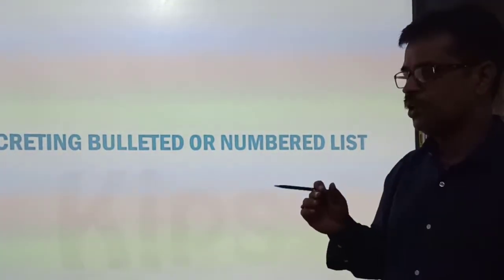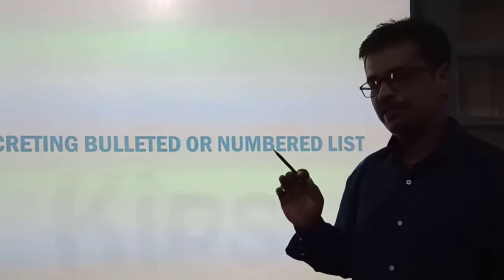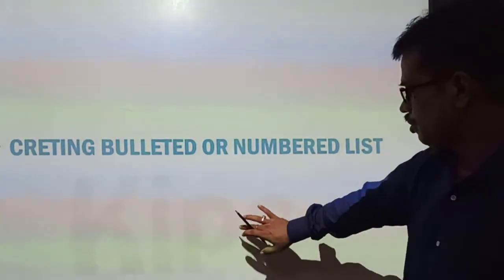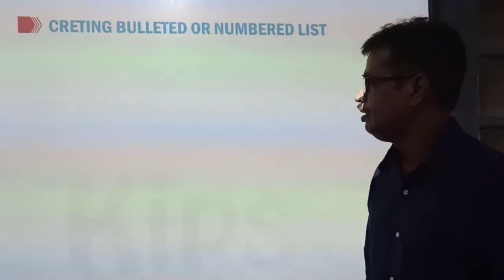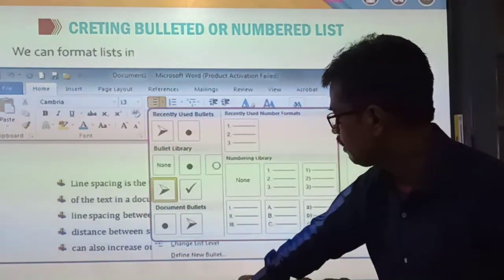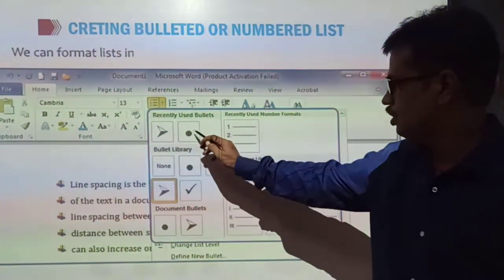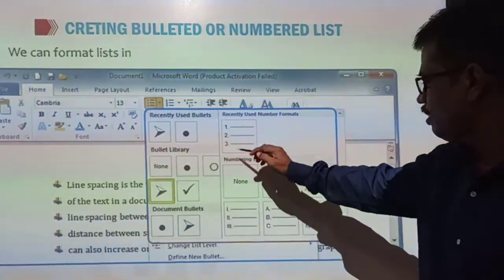So bullet is a small graphic symbol. It is used to make your list neat or organized. Now let's go through how you can make your list bulleted or numbered. These are called different bullets. This is a bullet, this is also a bullet. All are examples of bullets, and on this side these are called numbering.